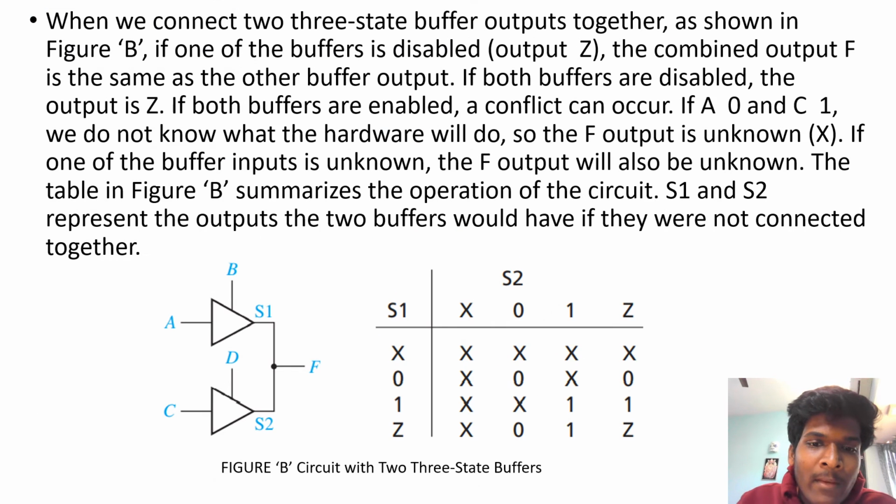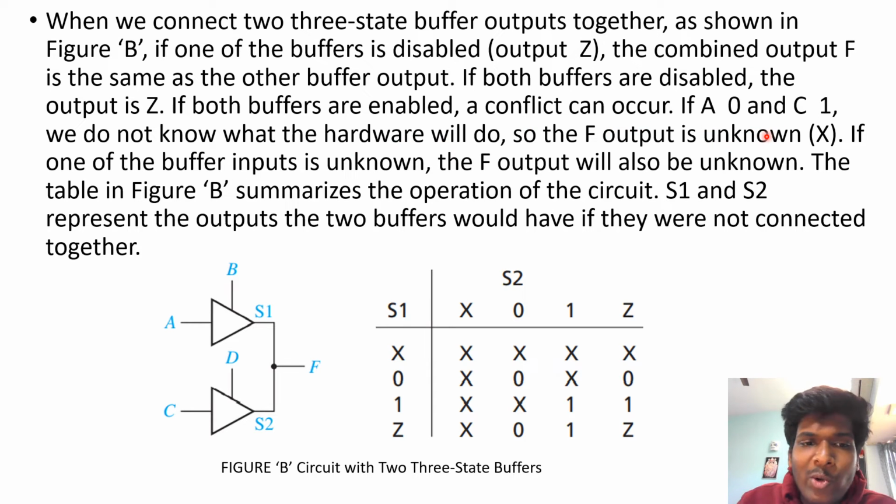When we connect two three-state buffer outputs together as shown in figure B, if one of the buffers is disabled, the combined output F is the same as the other buffer output. If both the buffers are disabled, then the output is high impedance state. If both buffers are enabled, a conflict can occur.